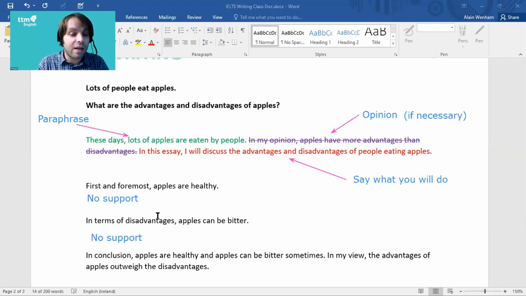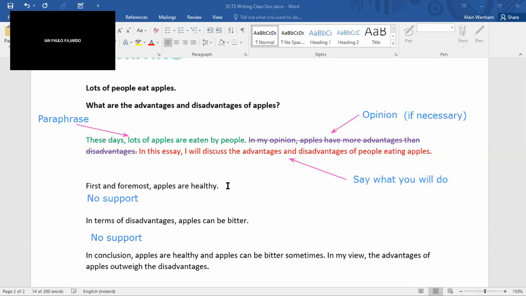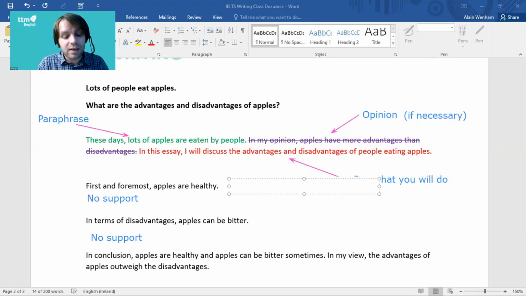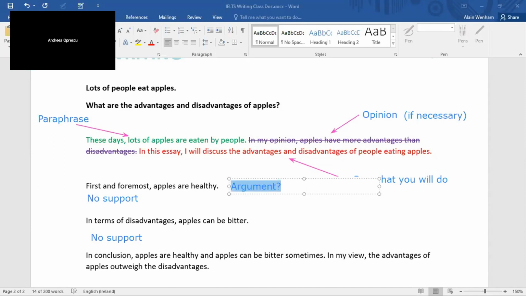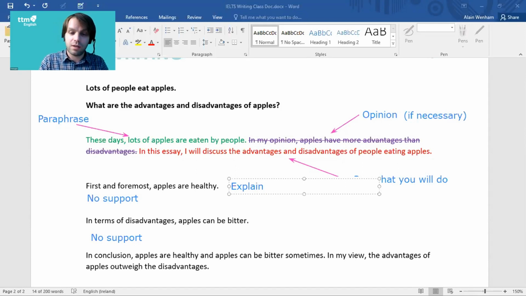Now we said, didn't we, Andrea, that you support by giving examples and giving. Yes, sir. Do we need to give an argument here, Andrea? Do I need to justify this? Is this an argument I need next? Andrea? It's more like an explanation, right? Yeah. And then you give an example. This is the classic thing we always do in IELTS, right?